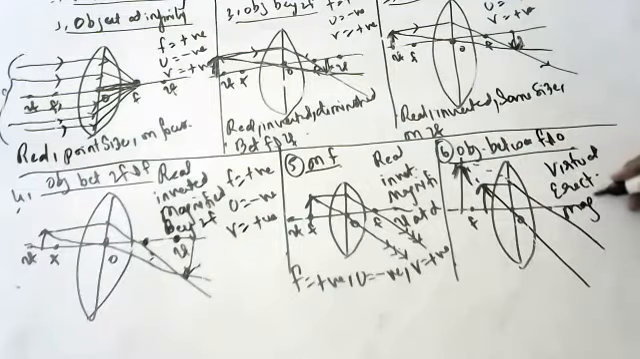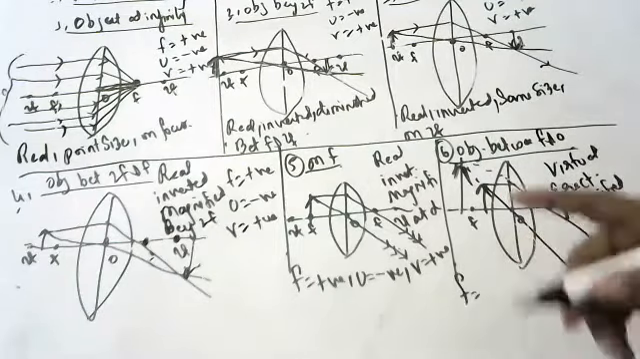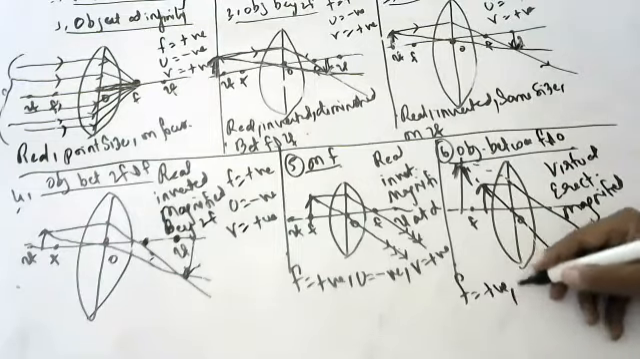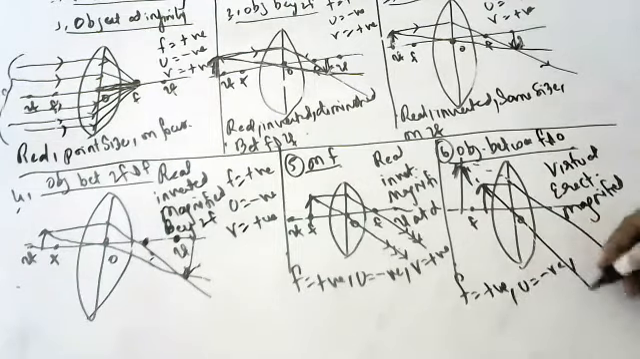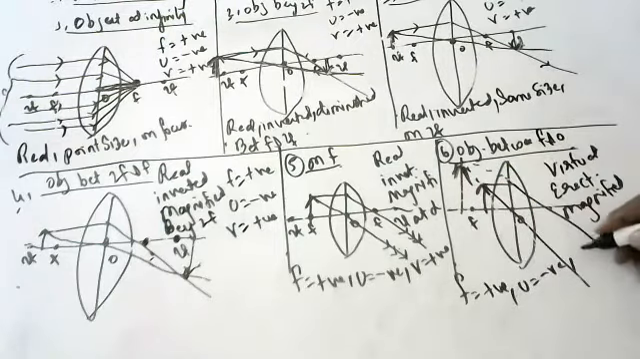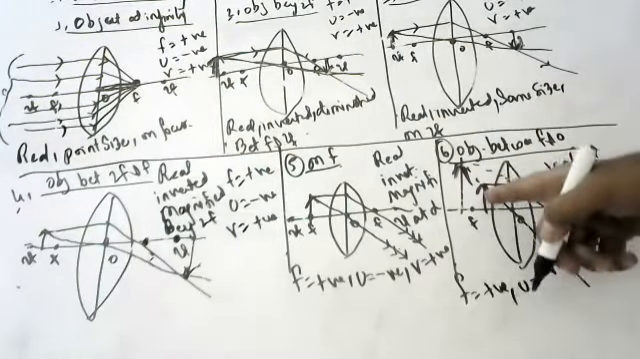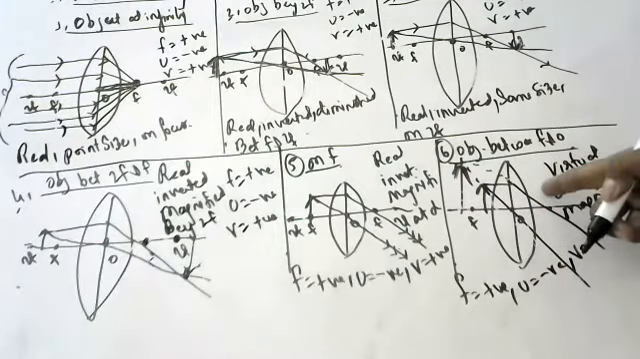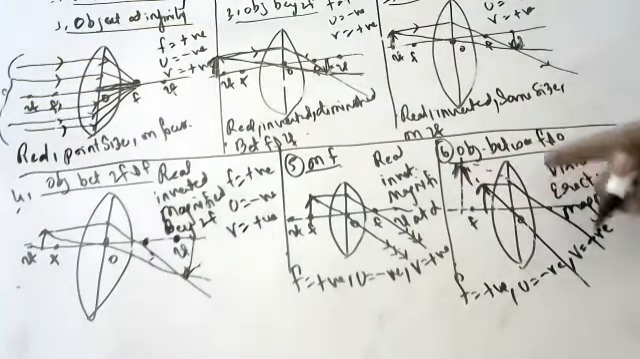So children, what type of image is this? Magnified image. Focal length for a convex lens is positive only. Object distance is always negative only. Object and image are on the same side, so image distance will also be negative. If the image is on this side it is positive, if the image is here it is negative.